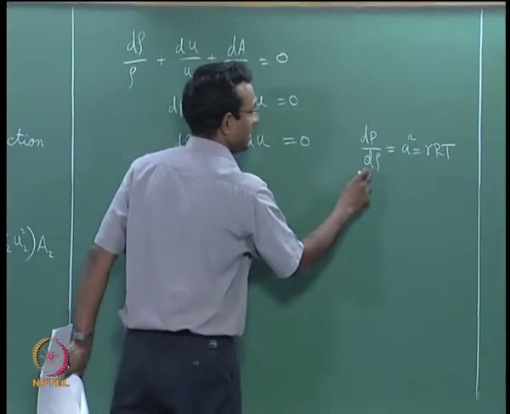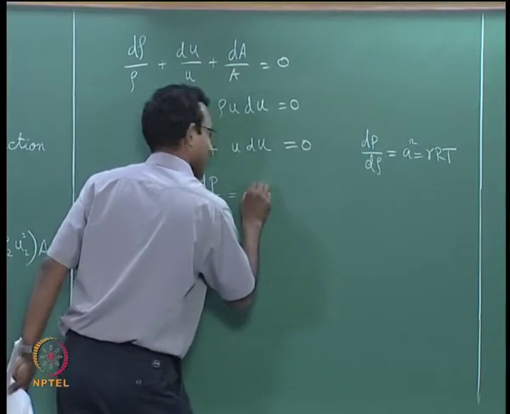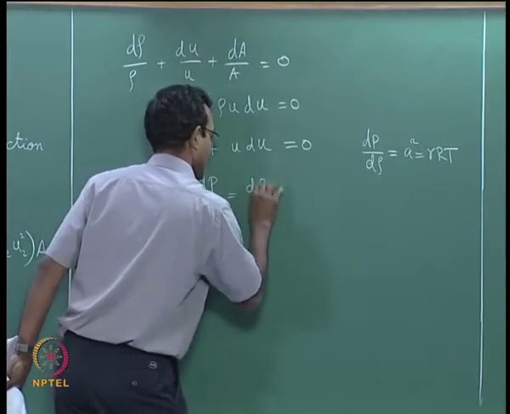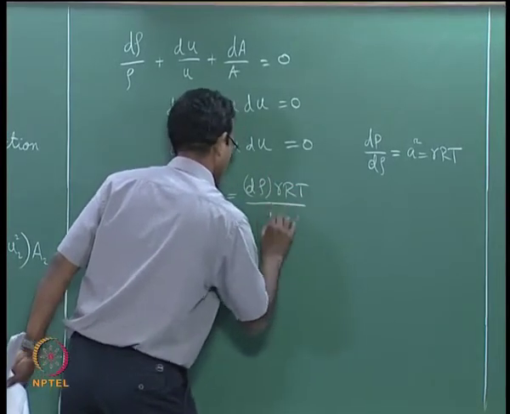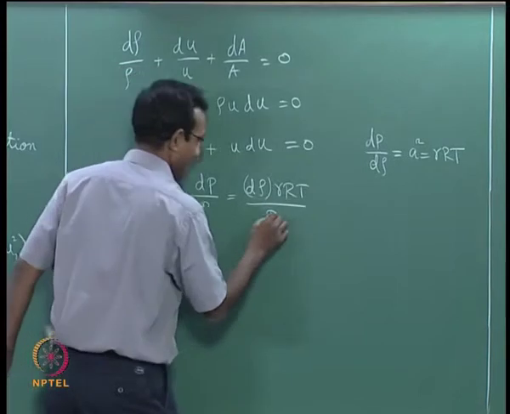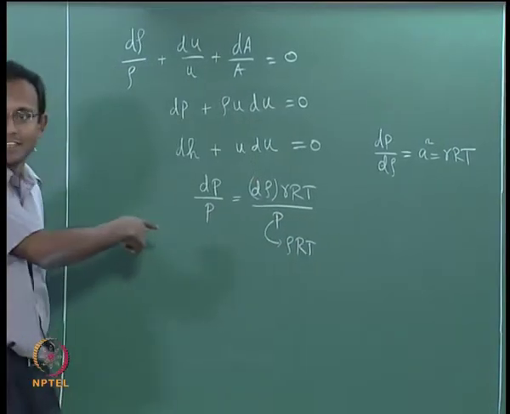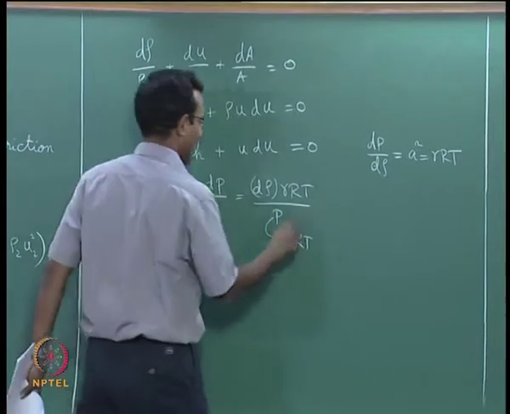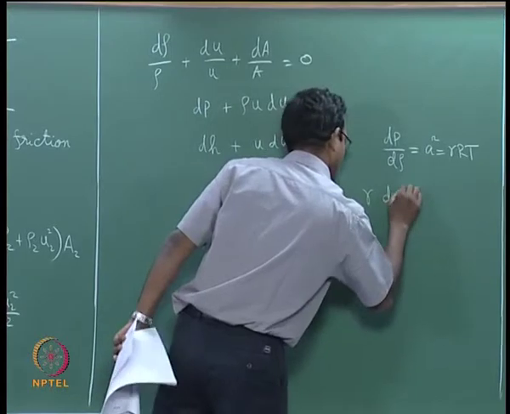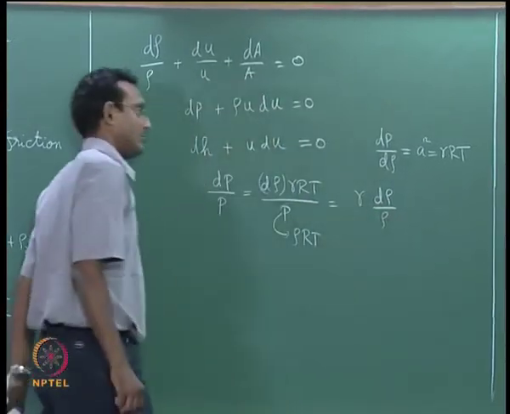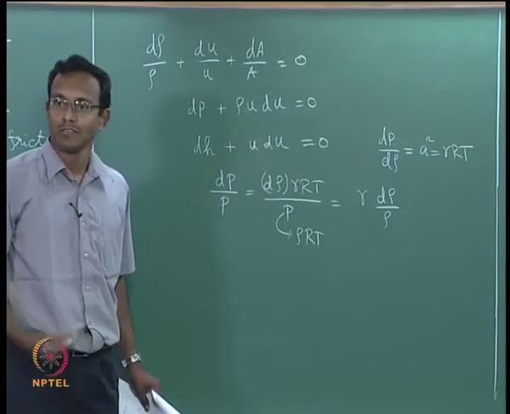dP is d rho times gamma RT. I will keep it that way. Okay. So it will be d rho times gamma RT divided by P. Now P can be rewritten as rho RT. I am using the ideal gas law already inside. Okay. Now RT will get cancelled. I am going to have a form gamma d rho by rho. dP by P is gamma d rho by rho. That is the form we will use here.